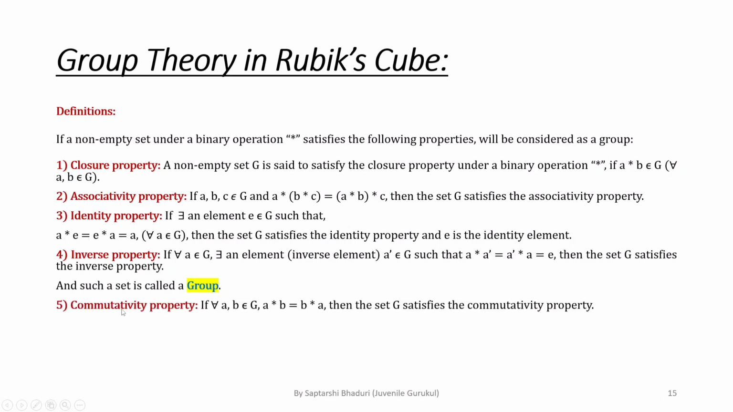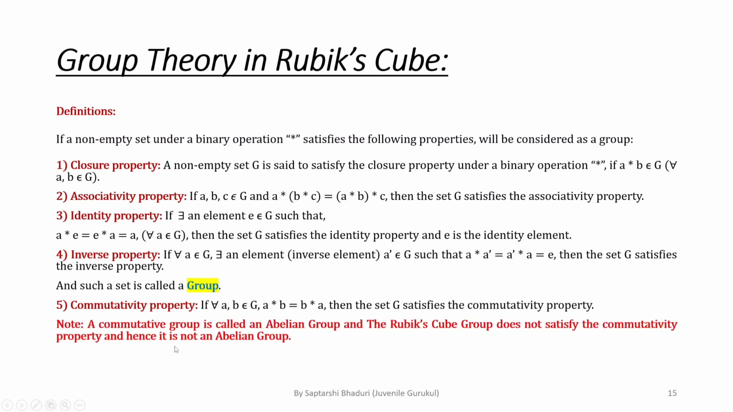There is also another property called the commutativity property, which states that if for all elements A and B belonging to G, A star B equals B star A, then the set G satisfies the commutativity property. And a commutative group is called an abelian group. But you have to note here that the Rubik's cube group does not satisfy the commutativity property, and hence it is not an abelian group.